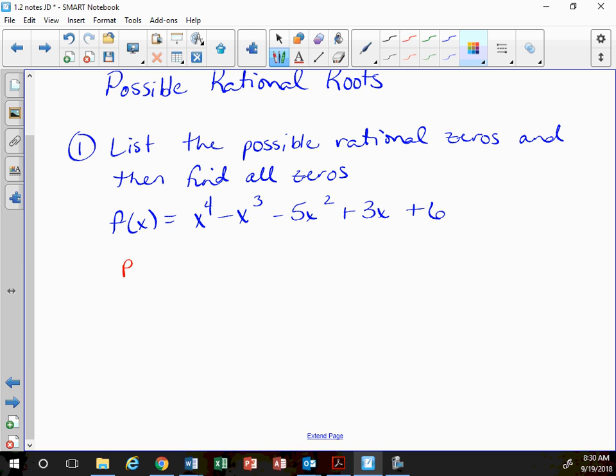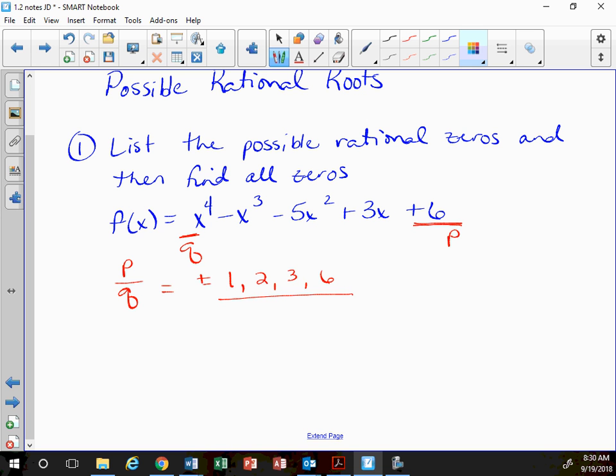So we are going to do a P over Q list. Your constant is where the values for P come from, and your leading coefficient gives you the values for Q. So what you're looking for are factors that give you a 6. What are the only ways we can get 6? 6 times 1, negative 6 times negative 1, negative 3 times negative 2. Okay, so we're going to put a plus or minus out in front of our whole list.